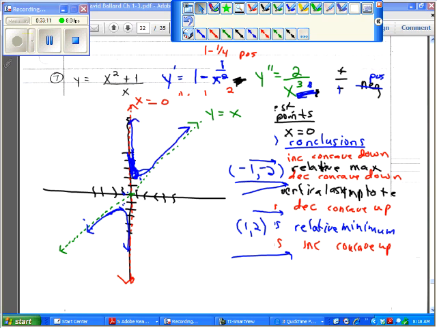All right, any questions on that? Pretty cool to be able to graph like that. You can find a lot of stuff. Right, very good. All right, number 8.